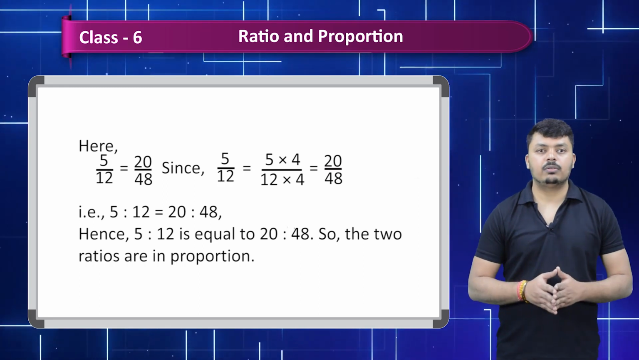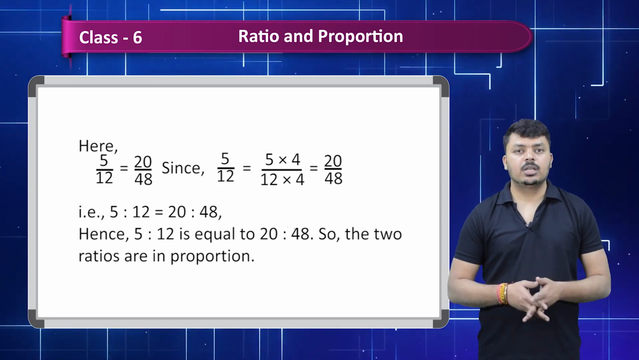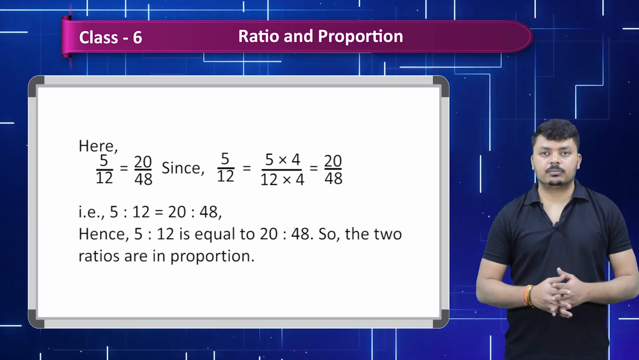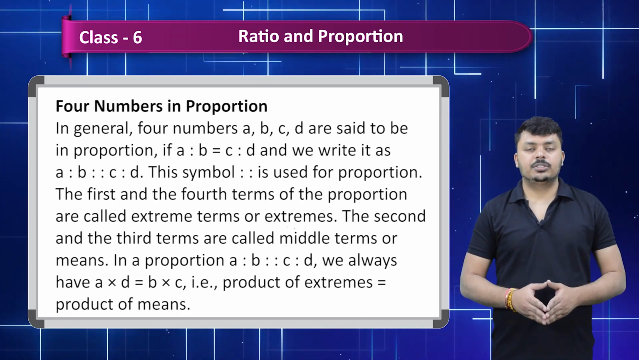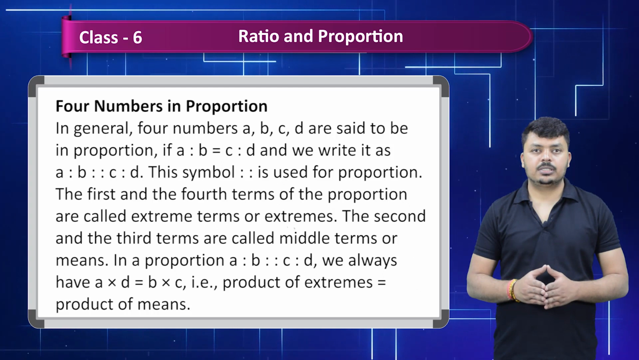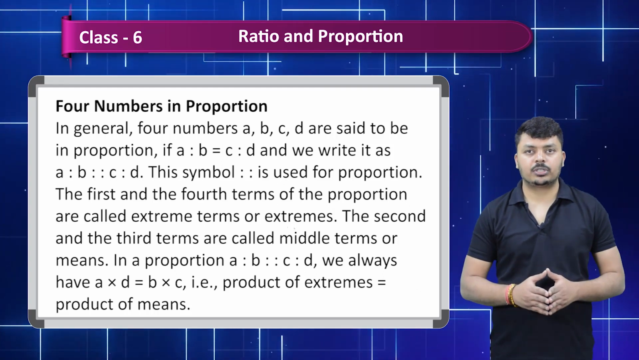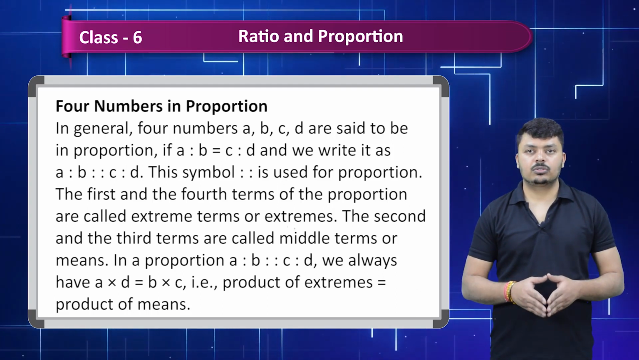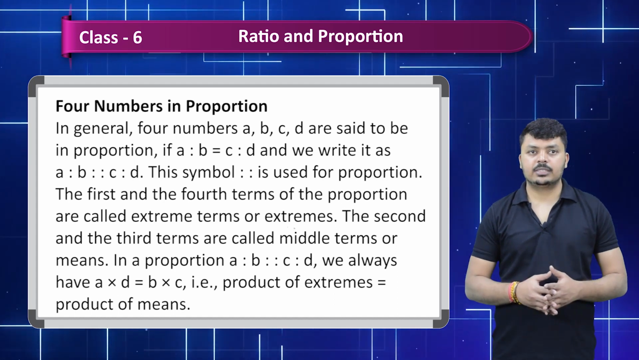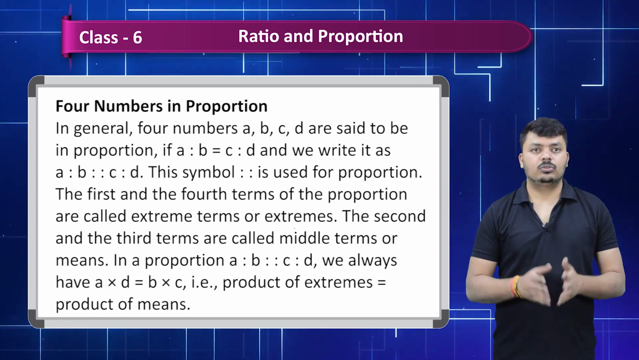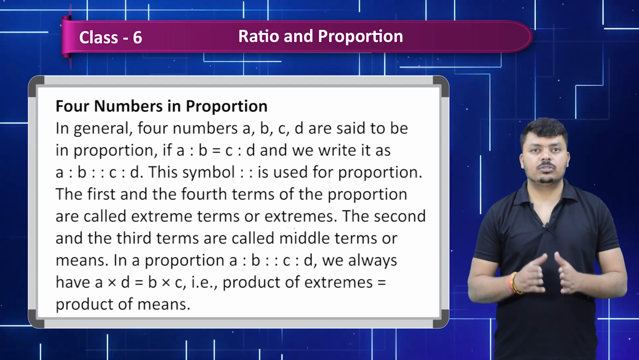Hence 5:12 is equal to 20:48. So the two ratios are in proportion. Four numbers in proportion. In general, four numbers A, B, C, D are said to be in proportion if A is to B equals C is to D, and we write it as A is to B in proportion to C is to D. This symbol is used for proportion.